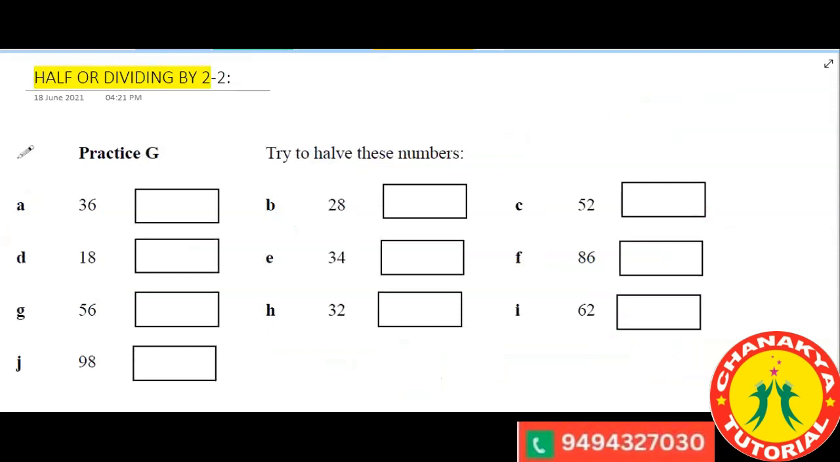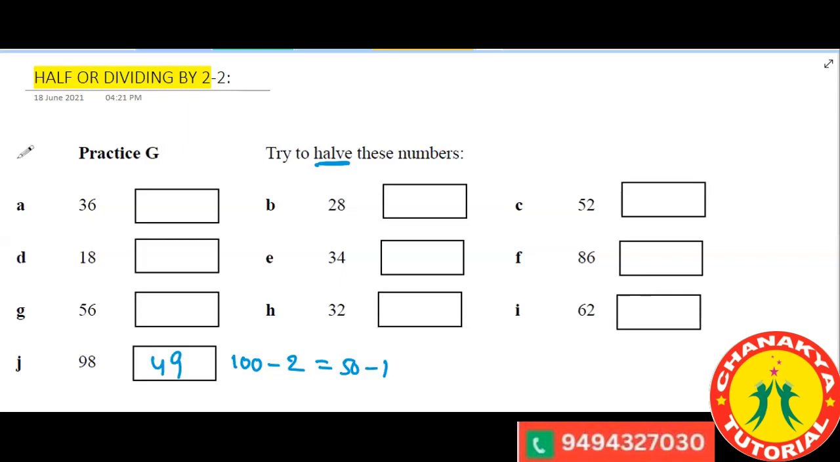Sir, J. Here also you have to halve these numbers. J, proceed. Sir, 49. How? Sir, 98 can be 100 minus 2. 100 divided by 2 is 50. 50 minus 1, as half of 2 is 1. So that's why 49. 50 minus 1 is 49. Correct.